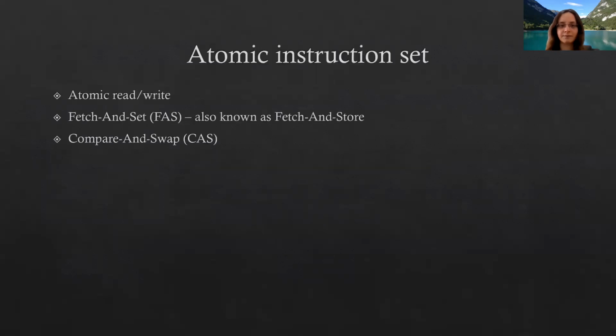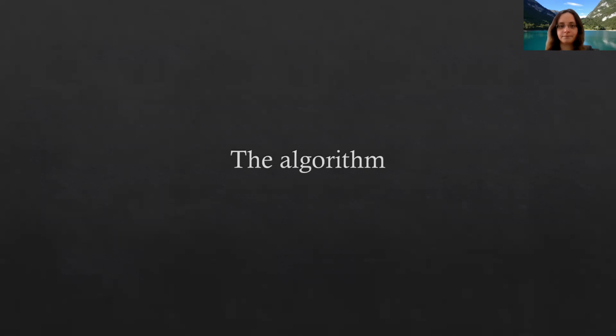Atomic instruction set. Our algorithm uses these three atomic instructions that are supported in most modern processors. Atomic read-write. Fetch and set, which returns the current value and replaces it with a new value atomically. Compare and swap, which replaces the value only if the current value equals another value. It performs the check and the replacement atomically and also returns true if the values are equal.